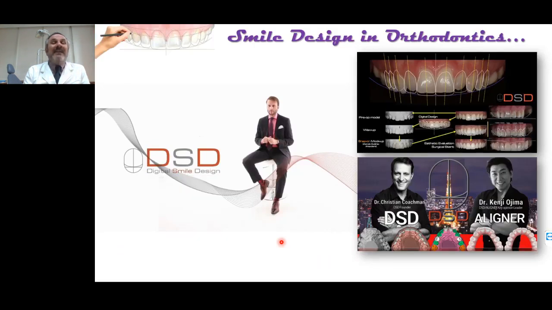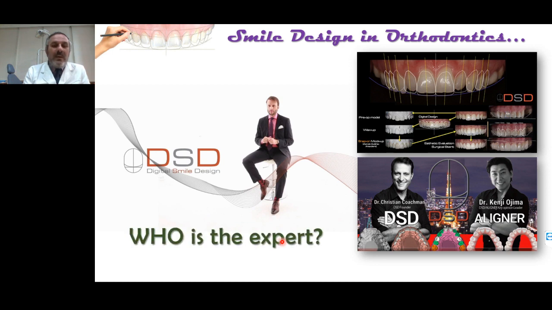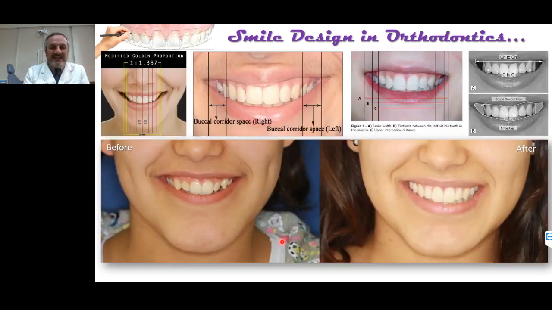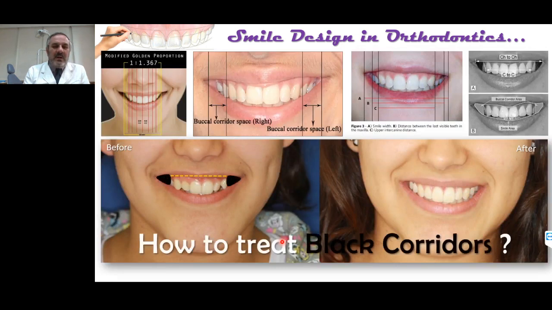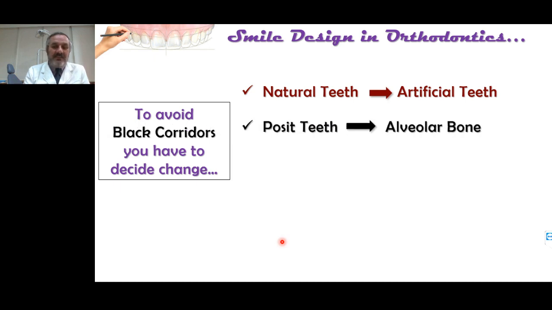Another question about the use of the first phase of the treatment is the smile design in orthodontics. Who is the expert in smile design in orthodontics? For example, we are talking about how to treat the black corridors. It's possible to treat the black corridors or to avoid the black corridors. You have to change the natural teeth and change your artificial teeth to expand on the posterior teeth.